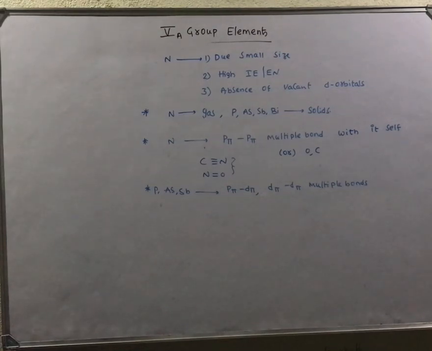Next, the bond enthalpy of nitrogen and nitrogen is more than that of phosphorus and phosphorus. Because in nitrogen, high inter-electronic repulsions are present.